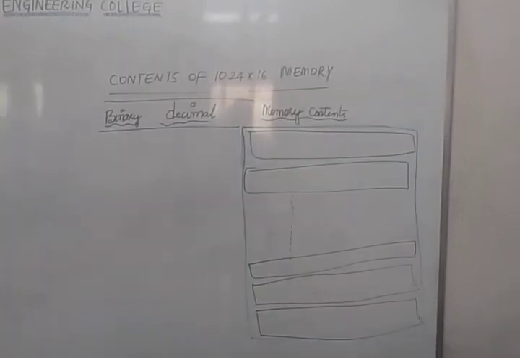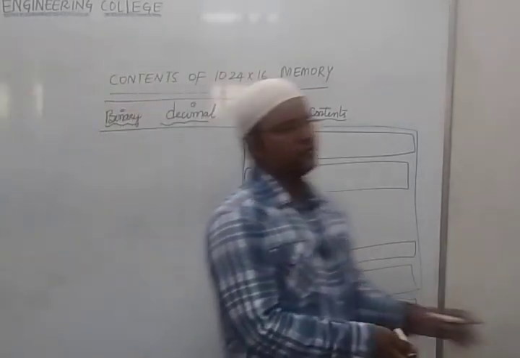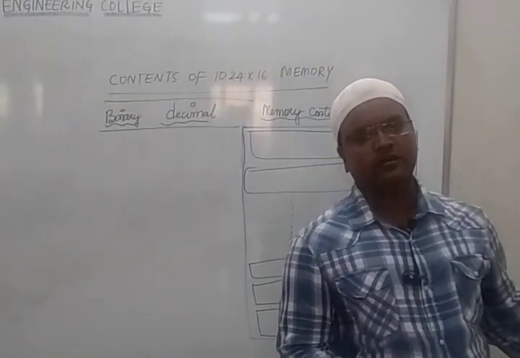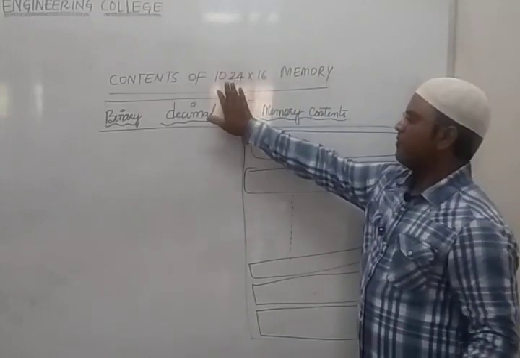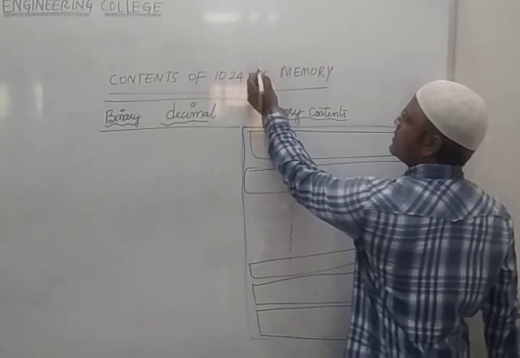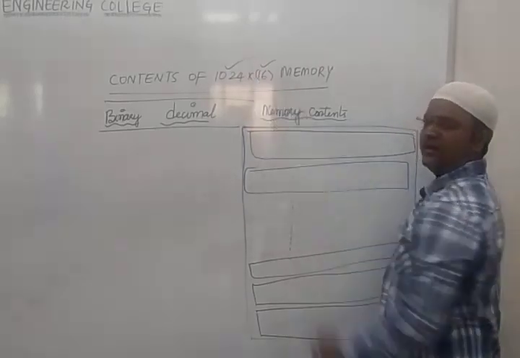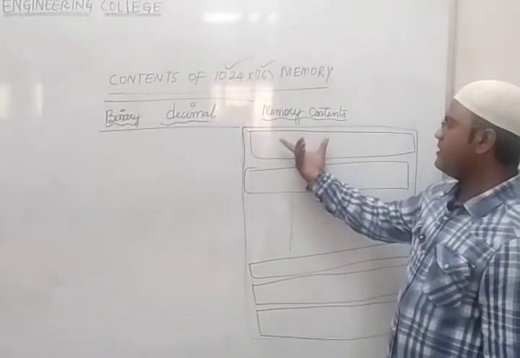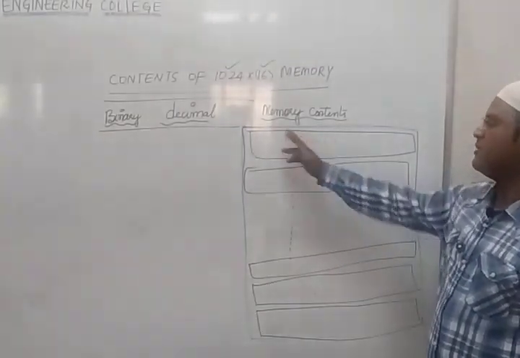Now let us take one example, students. We are taking the example of 1024 into 16 memory. This is an example we have considered, and we need to write how the storage is going to be done. For that we just have to write the memory elements, how the memory is going to be stored. 1024 is nothing but your storage capacity, how much it can store. And what does this 16 indicate? It indicates the content, how much each location holds. So this is nothing but memory content.